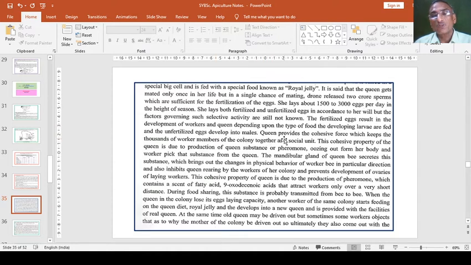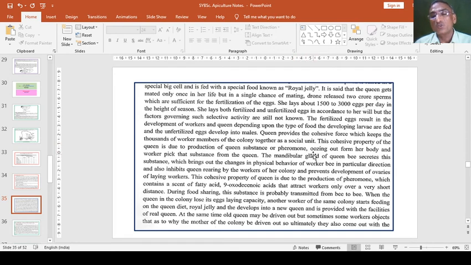So the queen provides the cohesive force which keeps the thousands of worker members of the colony together as a social unit. The queen substance, or cohesive force material, binds all members of the colony together and they work socially. This cohesive property of the queen is due to the production of queen substance, or pheromone, which binds all members together as a family.